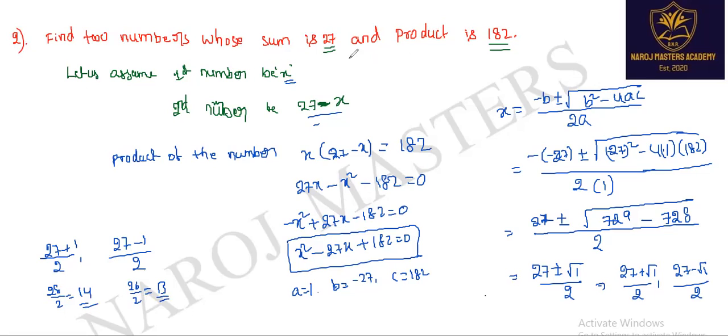Now if you multiply 14 into 13, you will get 182. If you add both the numbers, you will get 27. Now check it here: 14 plus 13 is equal to 27, and 14 into 13 is equal to 182. So these are the two numbers. Understood? Now look at the next question, the third question.